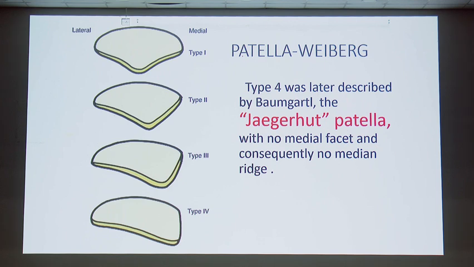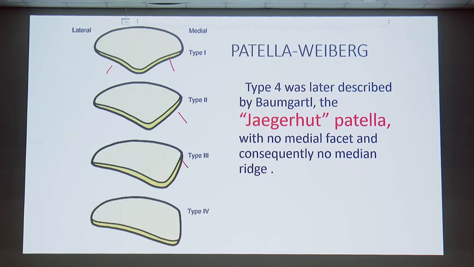If it is going to 30, that means it is type 2. If it is less than 25 it means it is type 3. It is the Wiberg classification. But now there is one more fourth type that is called Jaegerhut patella, where there is only one articular surface. If you are seeing carefully, there are two articular surfaces. You can see, but as you move on, it will be less.